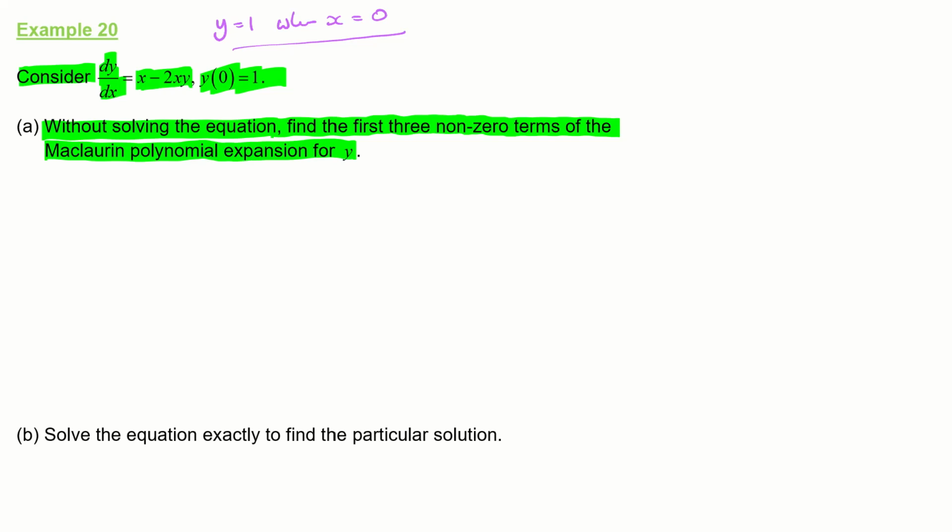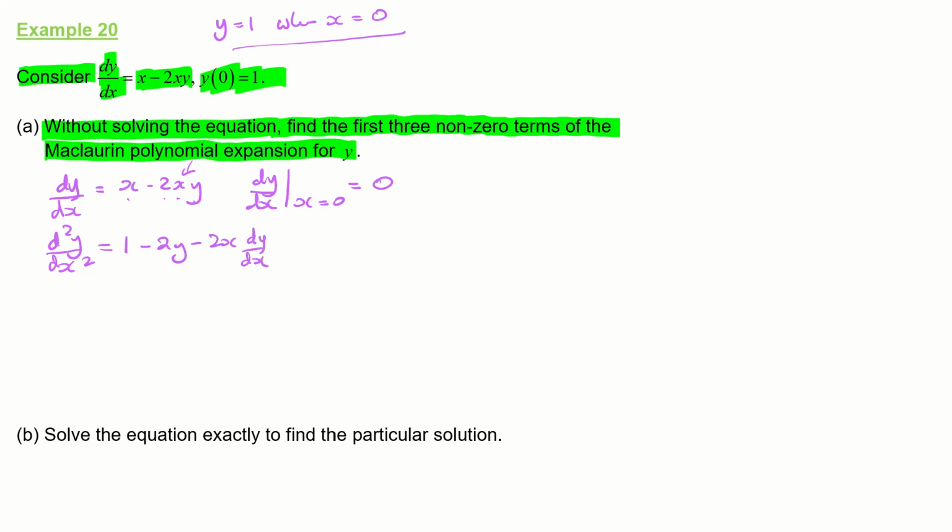Okay. So dy/dx is equal to x take away 2xy. So dy/dx evaluated when x is equal to 0 is 0, take away 2 times 0 times y, so that's going to be 0. Now we can differentiate straight from here. d2y/dx squared is going to be 1, and then don't forget this is a product, so that's going to give us minus 2y minus 2x dy/dx.